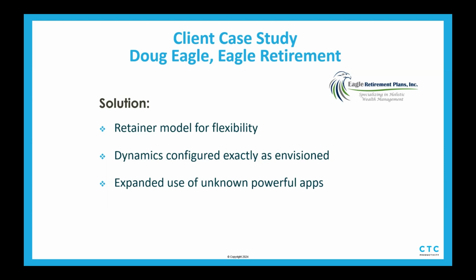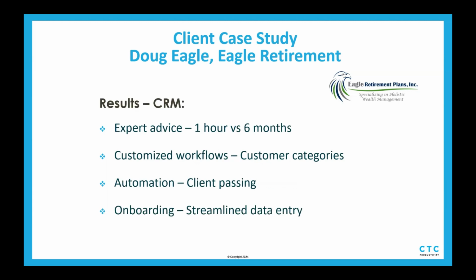First thing that was done is the team worked on Dynamics and configuring it the way that Doug had envisioned that it be done correctly. And they also then focused on what at the time we called unknown powerful apps, and Copilot was on that list. It's more known now, but that also included Loop. So the results of the work that Rafe and his team did helping them with Dynamics, one, they were able to answer a question in 1 hour. This was a comment from Doug. They were able to answer a question in 1 hour that other resources were taking like 6 months to answer. So it just shows the brilliance of our team.